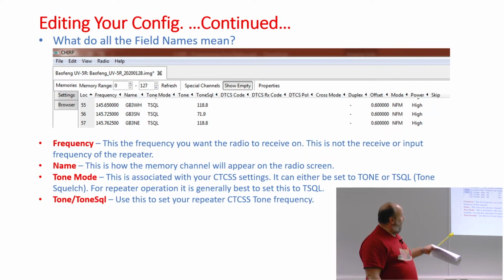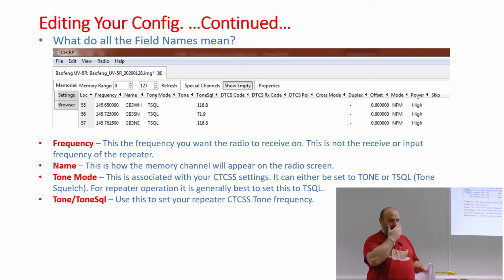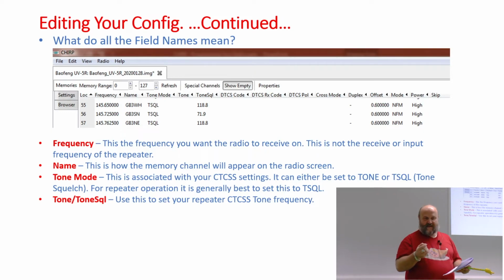Again, the tone squelch setting, that is the frequency of the subaudible tone that the repeater wants for you to be able to open up the repeater. So you just select that frequency in there. And that's the tone that is transmitted.